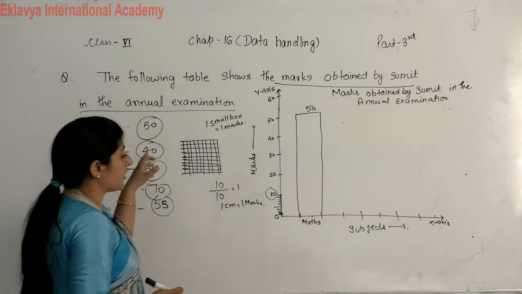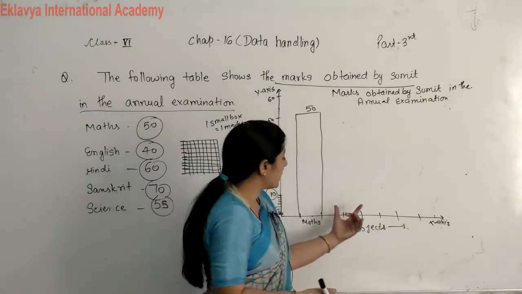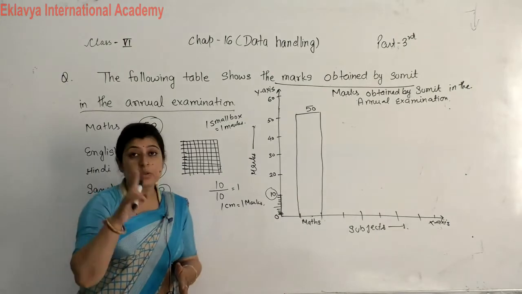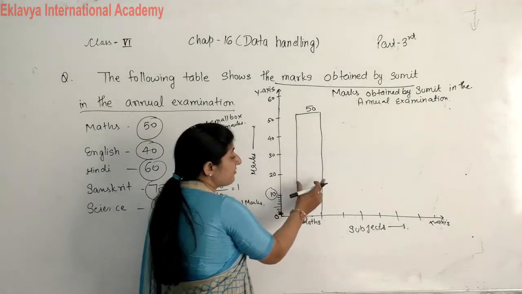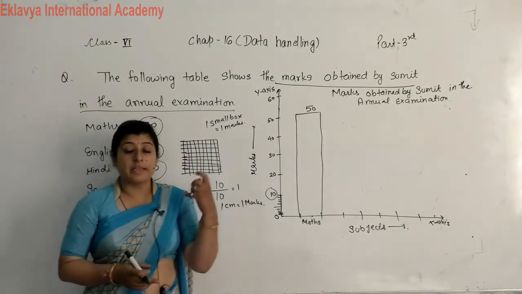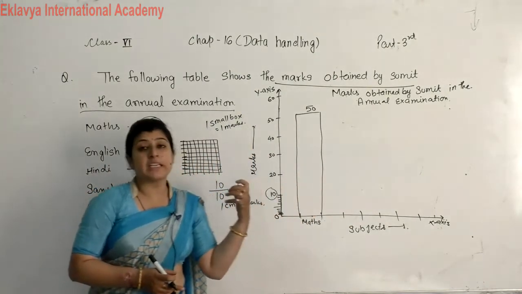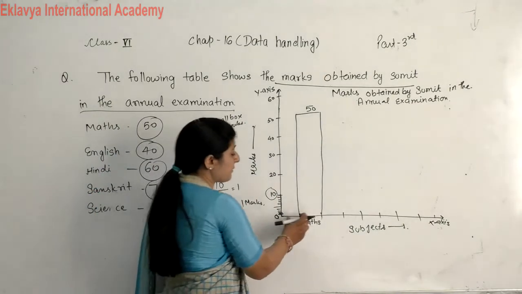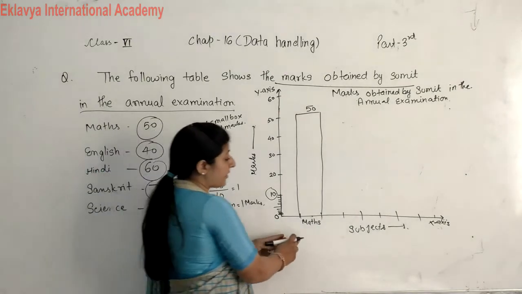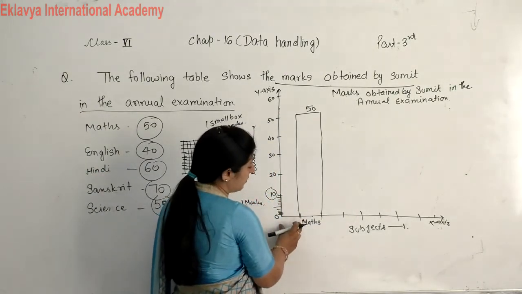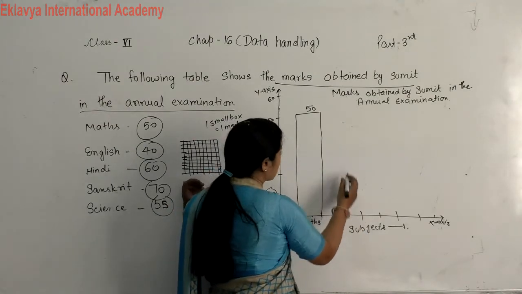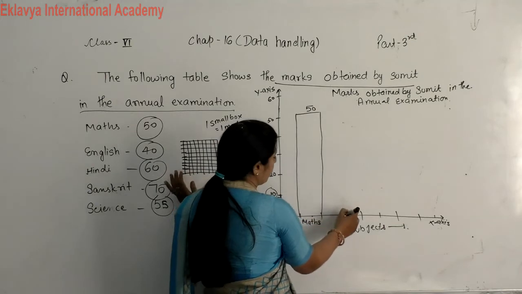Next, English 40. Whenever we represent a subject, we have to consider two very important things: the width of the bar should be the same for every subject, and the spacing between two bars should also be the same. After math, I leave one box gap, and then I take one box for the subject English, 40 marks.